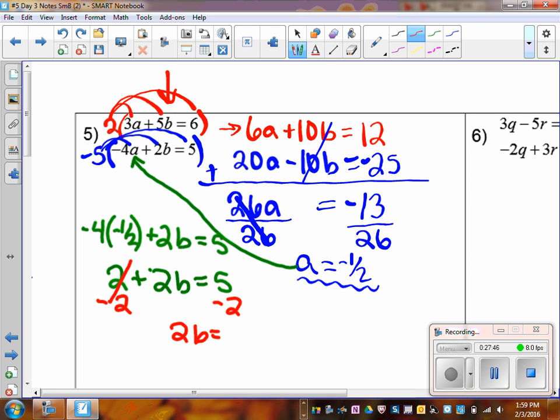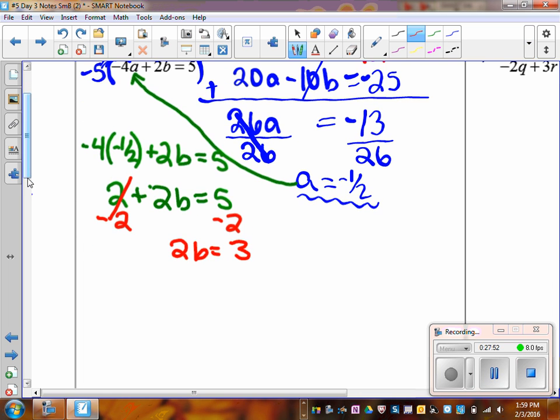2B equals 5 minus 2? 3. See? A little bit of fraction. And then divide by 2. 3 over 2. Good. B equals 3/2, which is 1.5.